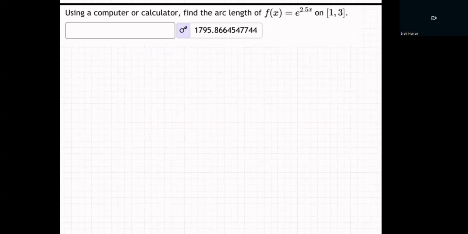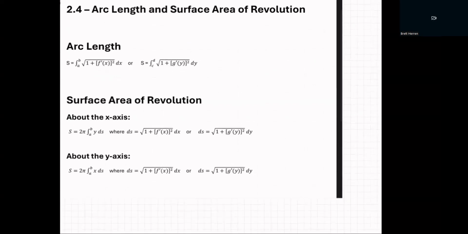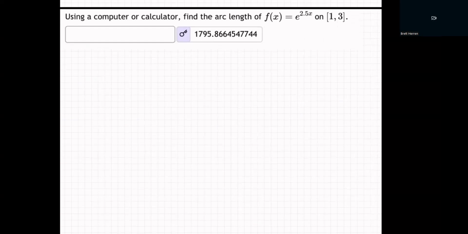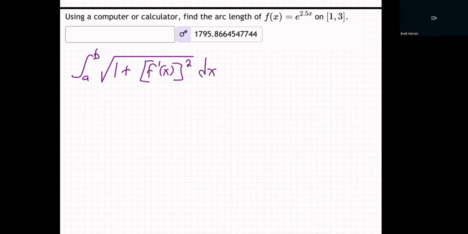Using a computer or calculator, find the arc length of that function on 1 to 3. So go down and find the arc length formula. There it is from the notes on the home page. So then we just say OK. So that's just the integral from A to B of the square root of 1 plus f prime of x squared dx. So that's the arc length formula.